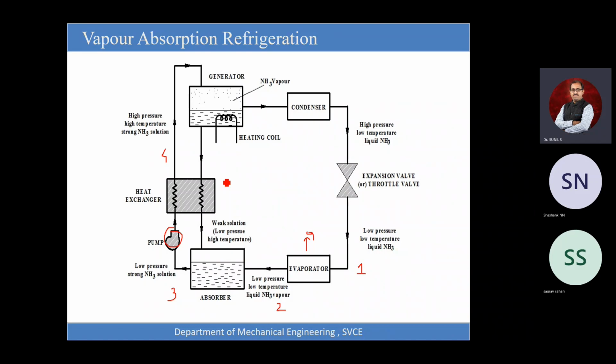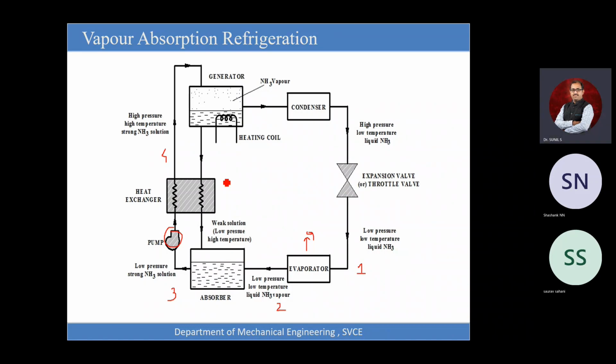3 to 4 is movement to the generator. Next, in the generator, you can see there is something like this. It is called the heating coil. You will supply electricity to this. So this solution, whatever is stored here, will be constantly heated to 60 or 70 degrees centigrade.